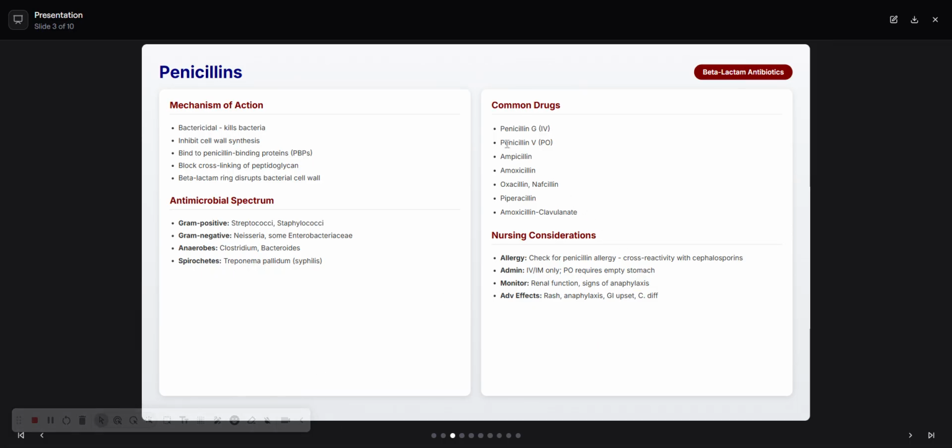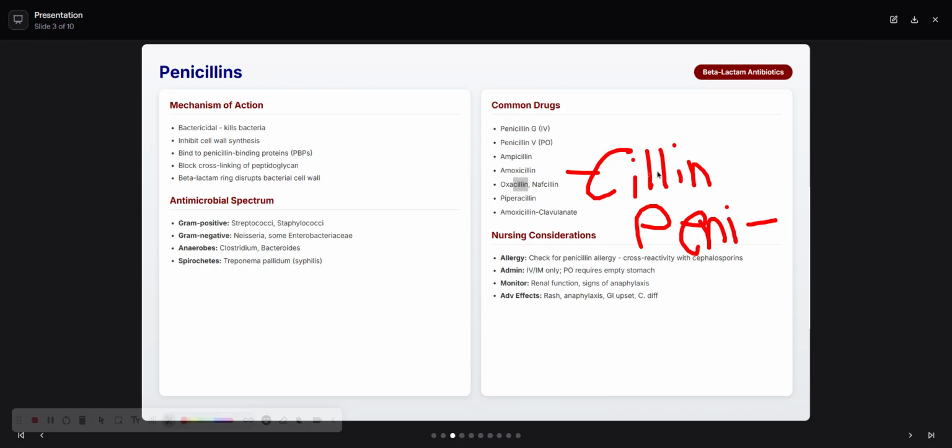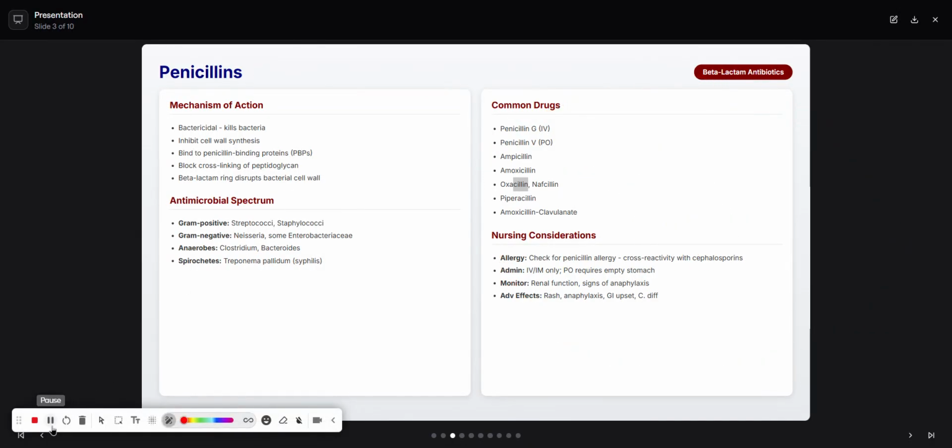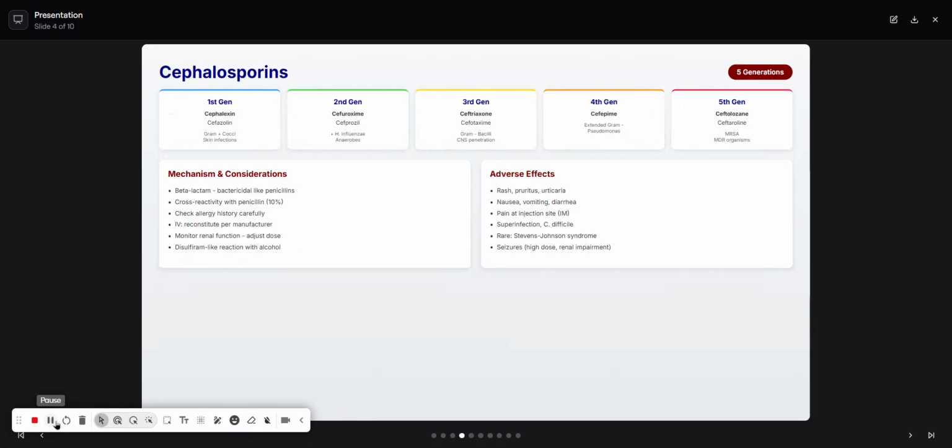And you should also know the prefixes and suffixes for this type of vocabulary. See how it says penicillin G, penicillin V, ampicillin, amoxicillin, oxacillin. You see a little pattern? Yeah, there's a dash. These are the two you should be knowing for penicillins: dash-cillin, and penny. Every time you see this in a drug name, you should instantly think that it is a penicillin. That's all you really have to know for penicillins. Now let's go on to the next one.